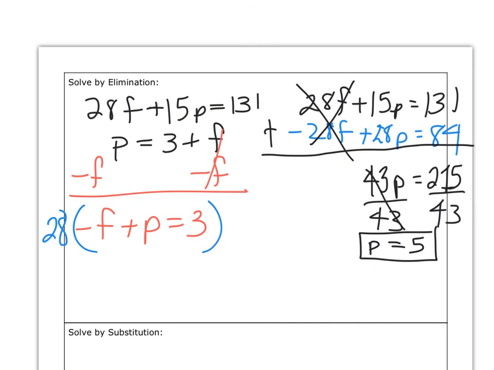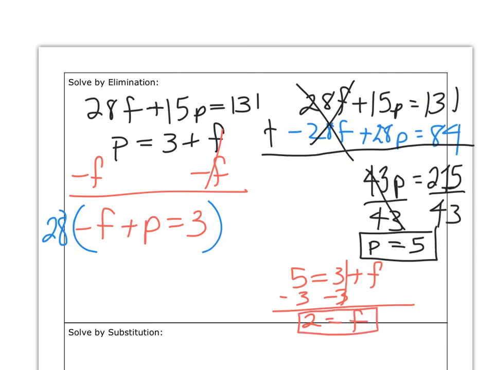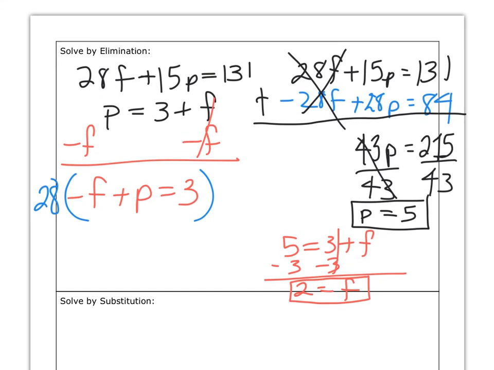So I've got P equals, but what's P? Sorry. So 5 equals 3 plus F. So then I can subtract 3 from both sides. So 2 is equal to F. So we got 2 fancy shirts again.